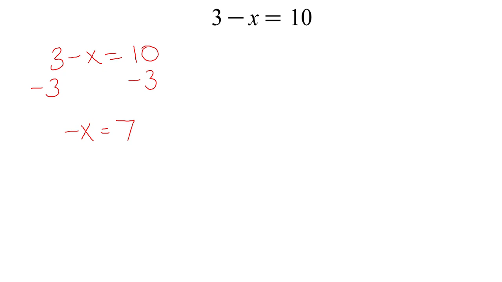And this time we'll divide by negative 1. It doesn't matter. You could multiply by negative 1, but we'll divide. A negative x divided by a negative 1 is just x. And 7 divided by negative 1 is negative 7.